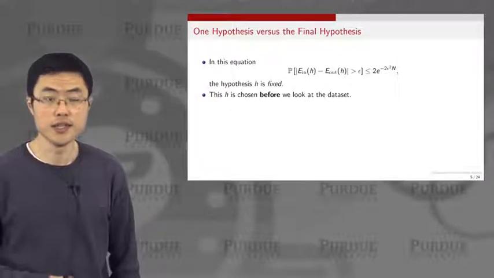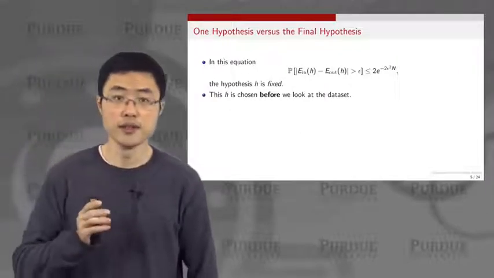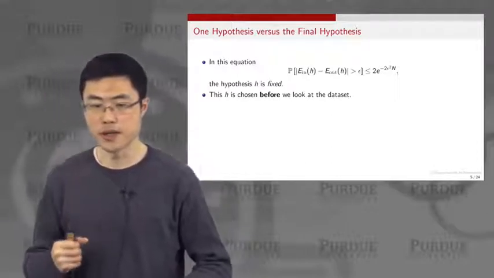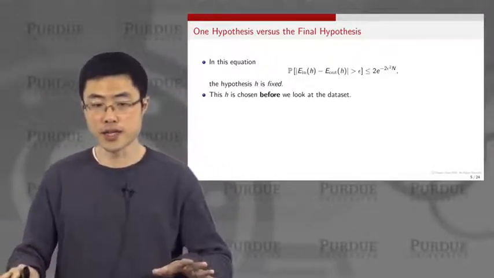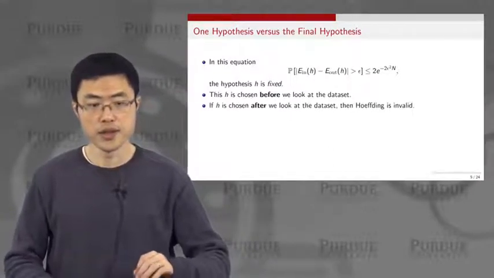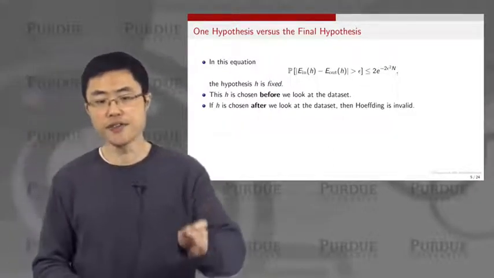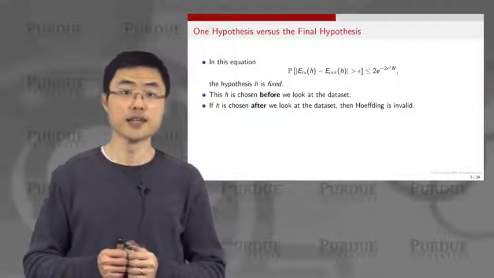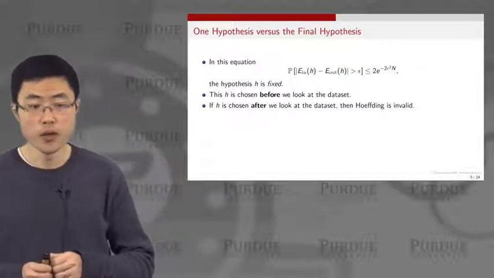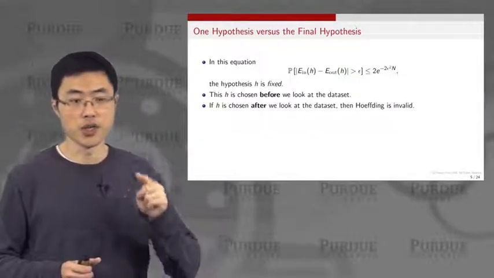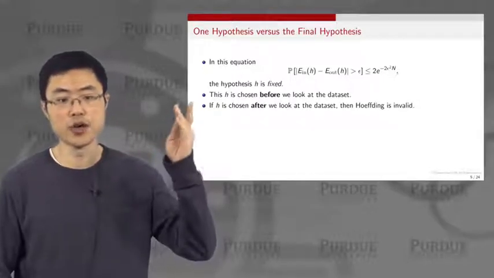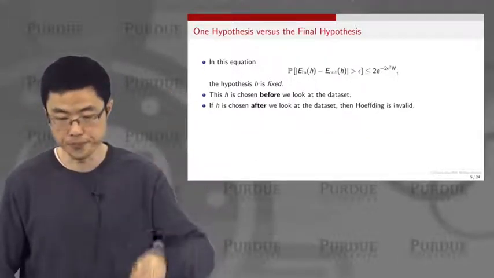This H is actually chosen before you look at the data set. What do I mean? Before you ever look at the data set, you have already picked the H. If your H is chosen after you look at the data set, then this Hoeffding inequality becomes invalid. Why? Think about this. Your H is one hypothesis, the hypothesis that you want to evaluate.